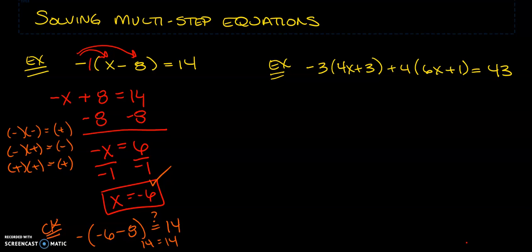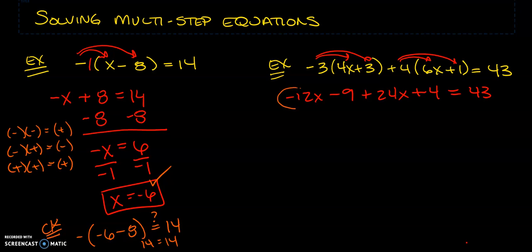All right, let's look at this next problem. We've got two different sets of parentheses here. So I know I need to distribute the negative 3 throughout, and I need to distribute the 4 throughout. Negative 3 times 4x is a negative 12x. Negative 3 times 3 is negative 9. Positive 4 times positive 6 is 24, so that's 24x, and 4 times 1 is 4. And I'm asking myself, does all of that equal 43?